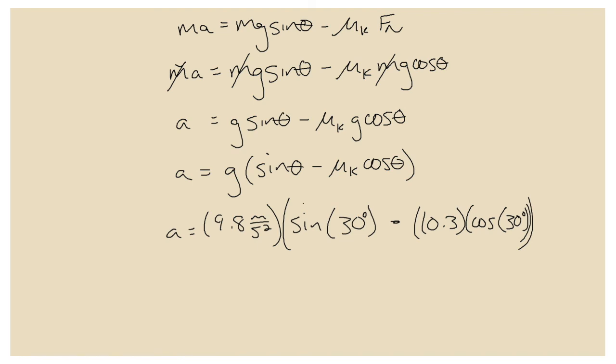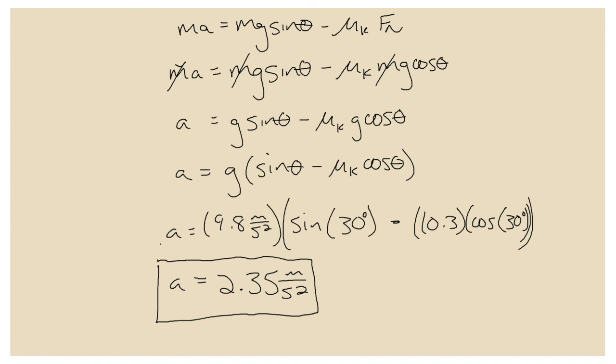And when you do that math, sine of 30 is a half. You subtract 0.3 times cosine of 30, and you get 0.24019 and a bunch of decimals. And then when you multiply that by 9.8, you get a equals 2.35 meters per second squared. That's how you solve for the acceleration of an object on an inclined plane.